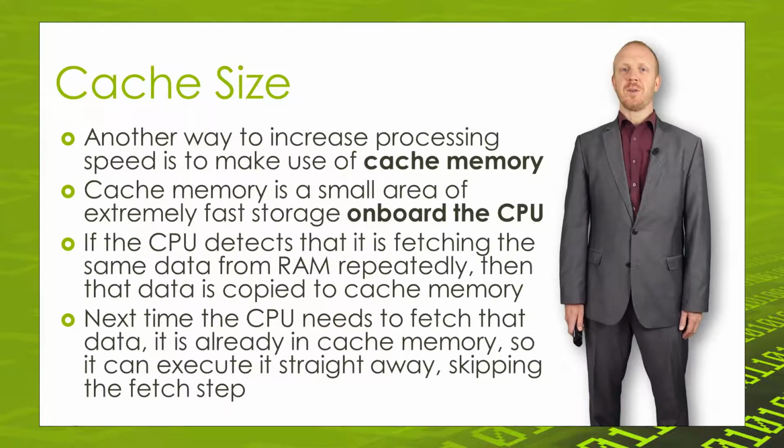The third and final way to increase the processing speed that we're going to look at today is to make use of cache memory. Cache memory is a small area of extremely fast storage on board the CPU. This is built into the CPU. It's not something you can upgrade or add to your computer. If the CPU detects that it's fetching and executing the same data from RAM repeatedly, then that data is copied to cache memory. Next time the CPU needs to fetch that exact instruction, it's already in cache memory, so it can execute right away, skipping the fetch step.